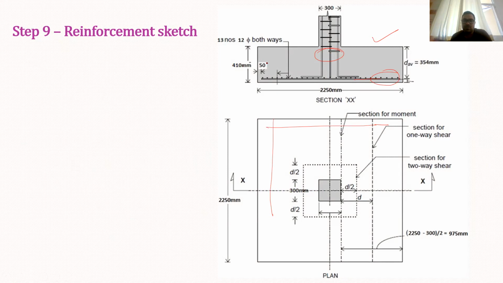So clear cover is 50 mm. This is the overall depth, and the section for one-way shear, section for two-way shear, section for moment, critical section. So all the details are available here, and effective depth is 354 in this case, and the reinforcement is 30 number of bars, 12 mm dia, both ways, means in both the directions. So that is the final sketch.